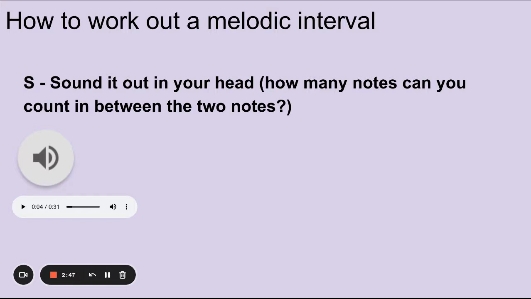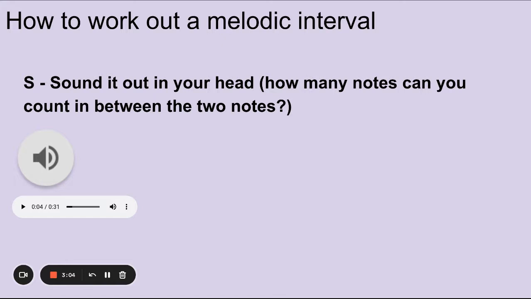Okay, there are two notes in between, which tells me that we're going from the first note to the fourth note. So that tells me the interval I heard was a perfect fourth.